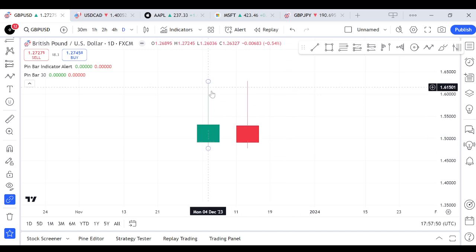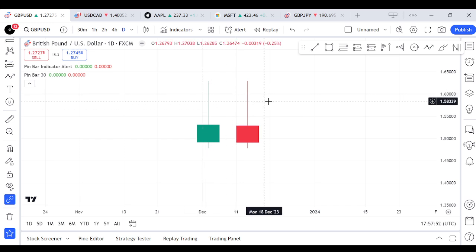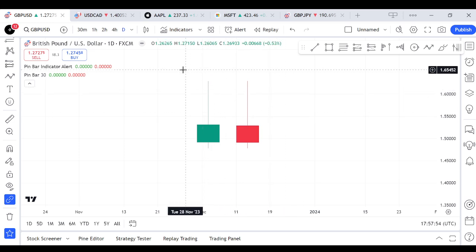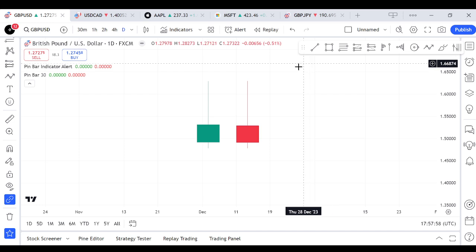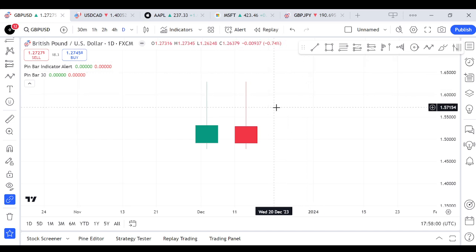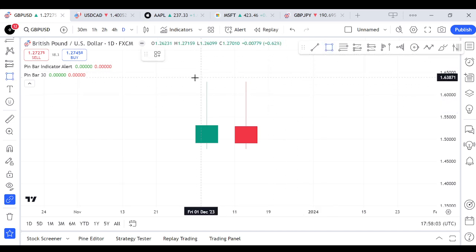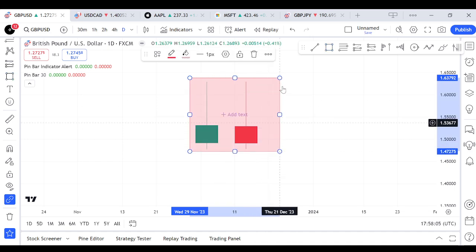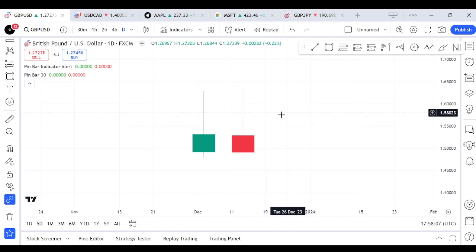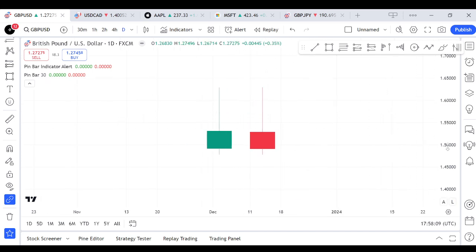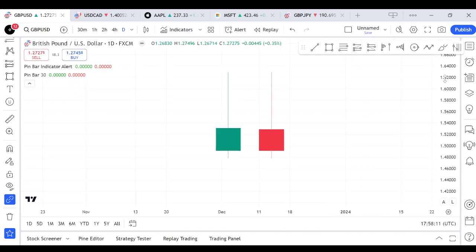Normally the shooting star is a bearish pattern, just the shooting star. But what happens when you find it at the end of a downtrend? It is the bullish shooting star candlestick pattern. Some people call it the inverted hammer, but you can also call it the bullish shooting star candlestick pattern.